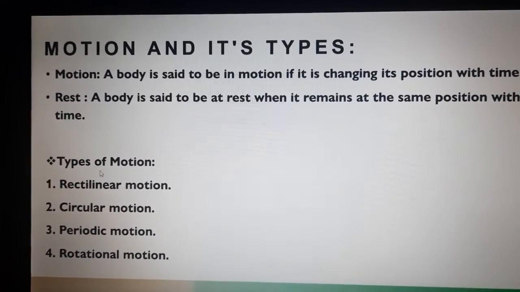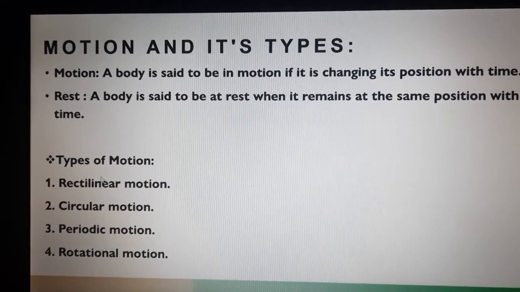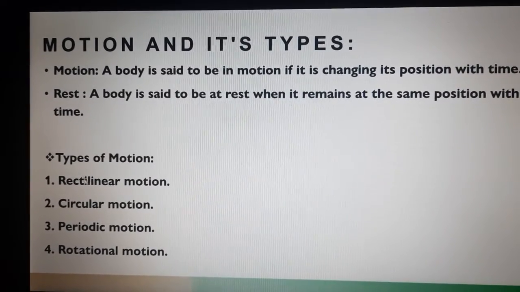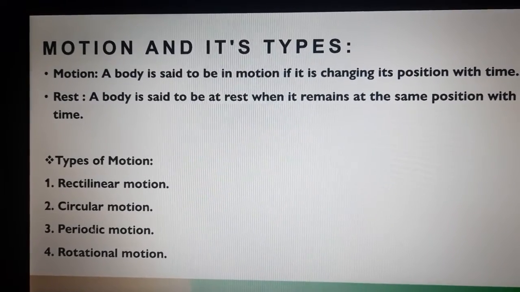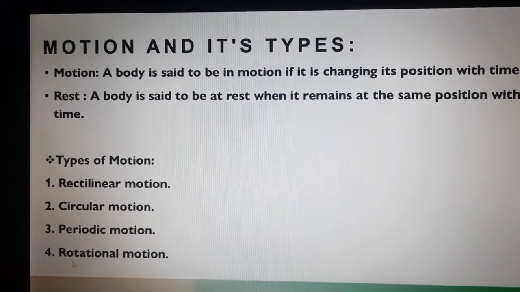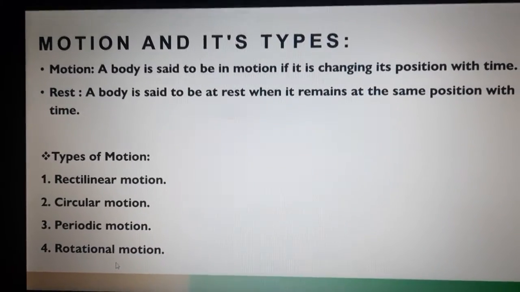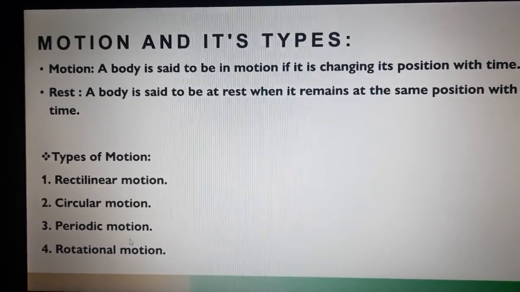So there are certain types of motion. The first type is rectilinear motion, circular motion is the second one, third is periodic motion, and fourth is rotational motion. Now we will see each one of them one by one.